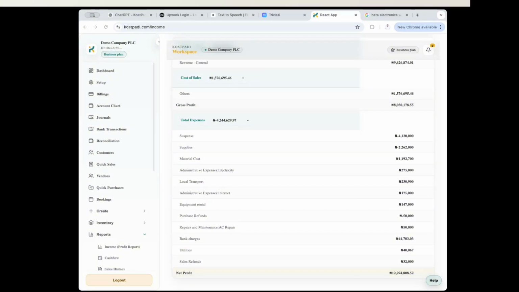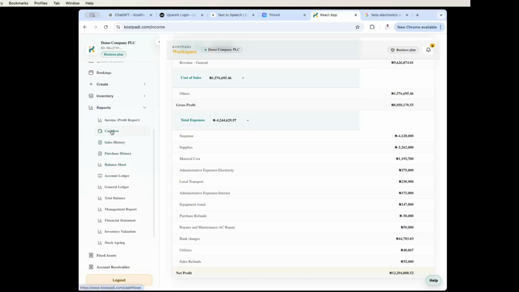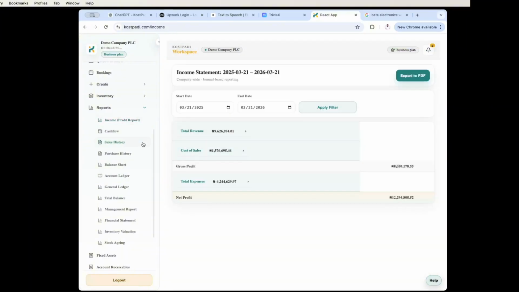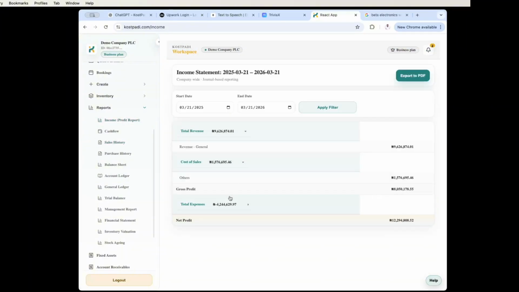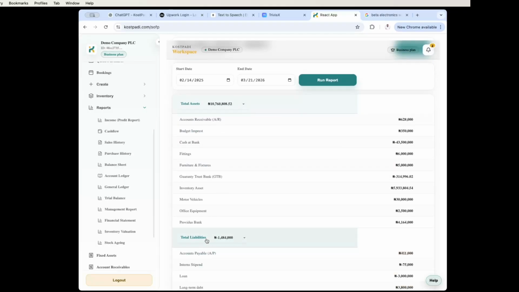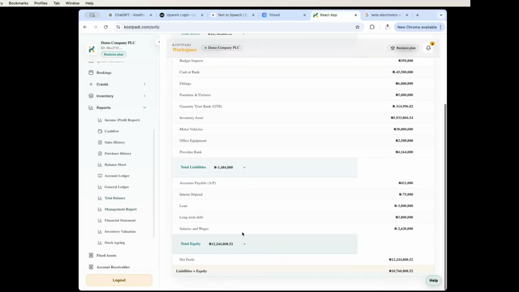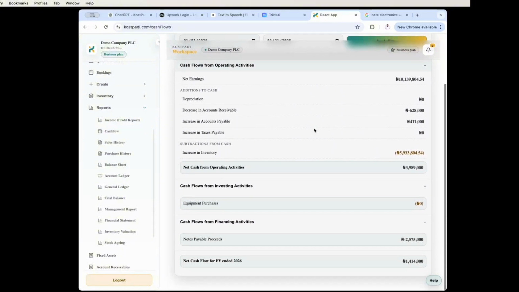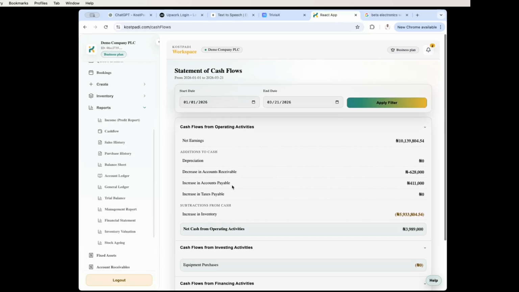Once the chart of accounts is updated, KostPadi can automatically generate financial reports. These reports summarize the balances of your accounts. Examples include the income statement, which summarizes revenue and expenses, the balance sheet, which summarizes assets, liabilities, and equity, the cash flow statement, which shows how money moves through the business. Because all reports are generated directly from the chart of accounts, they always reflect the most up-to-date financial data.